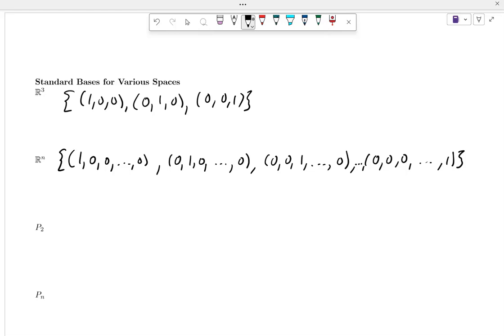Automatically. All right, so this is what your standard basis looks like in any Rn, and there will be n of them in there. It's an important idea we're going to come back to in a minute. What do you think the standard basis for P2 is going to be? P2 is polynomials of degree 2 or less, and then include your 0 polynomial.